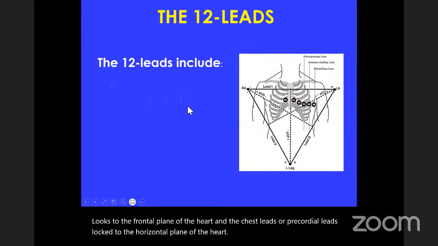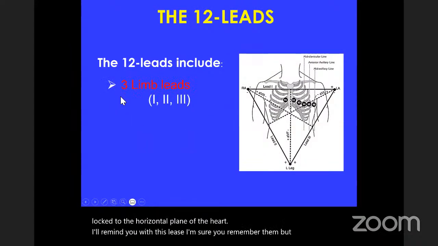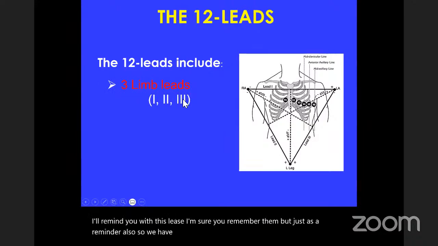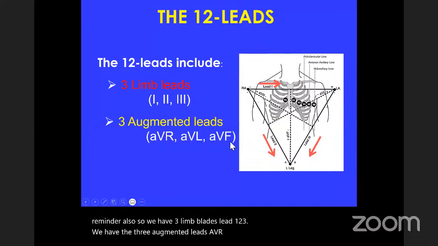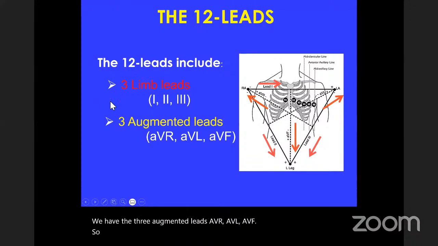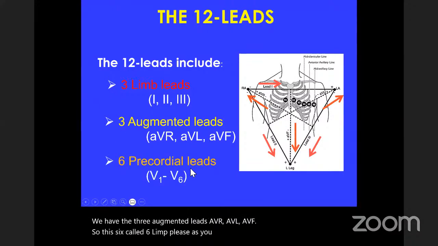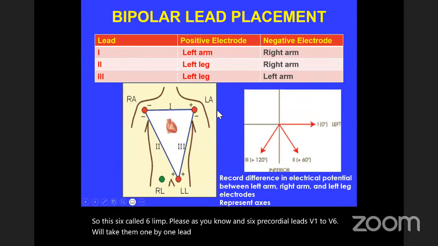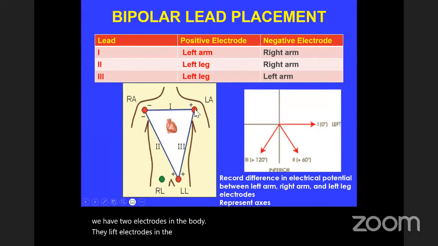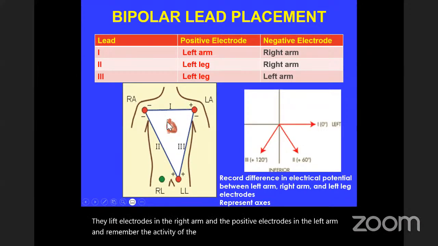I'll remind you of these leads, I'm sure you remember them, but just as a reminder. We have three limb leads, lead 1, 2, 3. We have the three augmented leads, AVR, AVL, AVF. So these six are called the 6 limb leads, as you know, and 6 precordial leads, V1 to V6. We'll take them one by one. Lead 1 is truly bipolar. We have 2 electrodes on the body, the negative electrode on the right arm, and the positive electrode on the left arm. And remember, the activity of the heart starts from the sinus node, up, down, right to left.